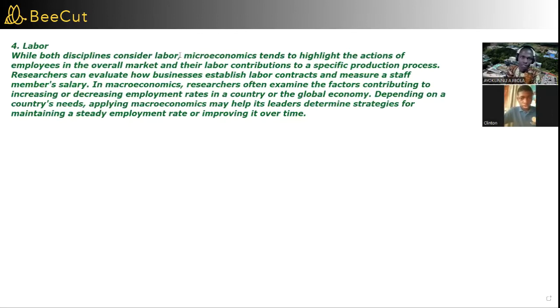So I take that again. Both disciplines consider labor because we are talking about labor. Microeconomics tends to highlight the actions of employees in the overall market and their labor contribution to a specific production process. Then researchers can use this to evaluate how businesses establish labor contracts and measure a staff member's salary. So what is the job you want this person to do and how much salary are you paying the person?